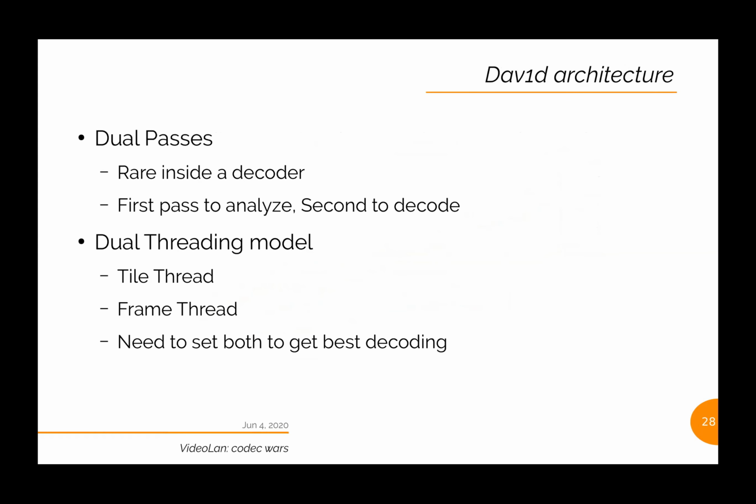Well, why is Dav1d so fast? It's because it has a weird threading model, which is both tile thread and frame thread, but also it is an actual dual pass decoder, which is something that you don't usually hear about, right? Everyone knows about two-pass encoding, but two-pass decoding is weird.